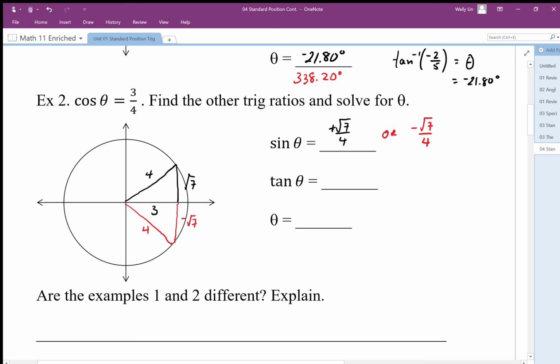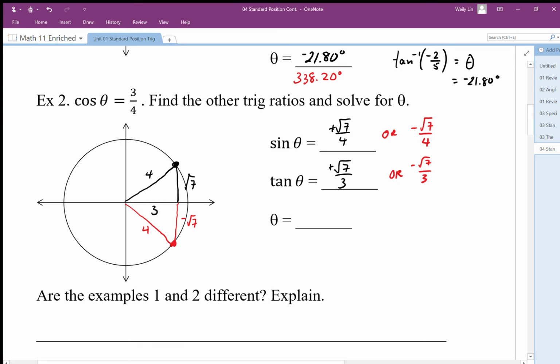Same with the tan. The tan here could be from this black position, which could be a positive slope. So in this case, it's going to be positive root 7 over 3. But the tan could also be in the red position here, which gives us a negative slope, which is negative root 7 over 3. So because this quadrant's not specified, and positive cosine can be in two different quadrants, we have to consider both possibilities.